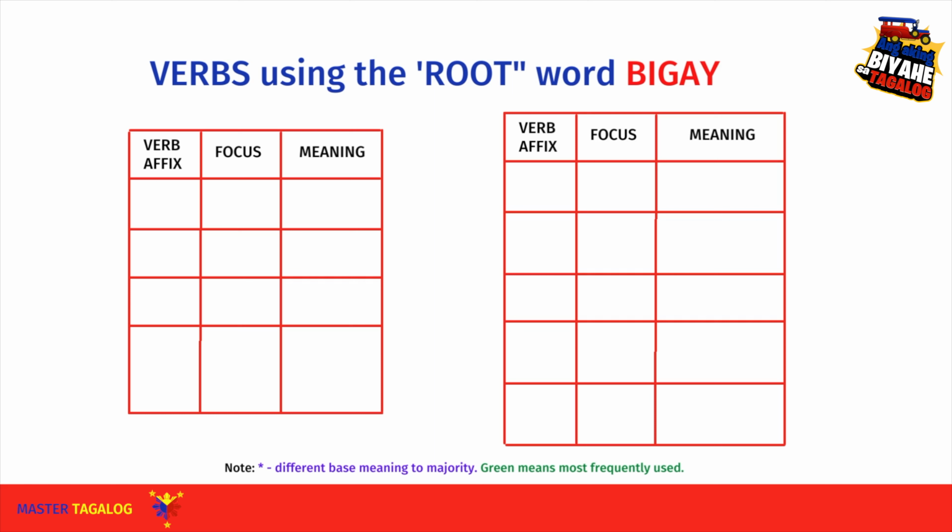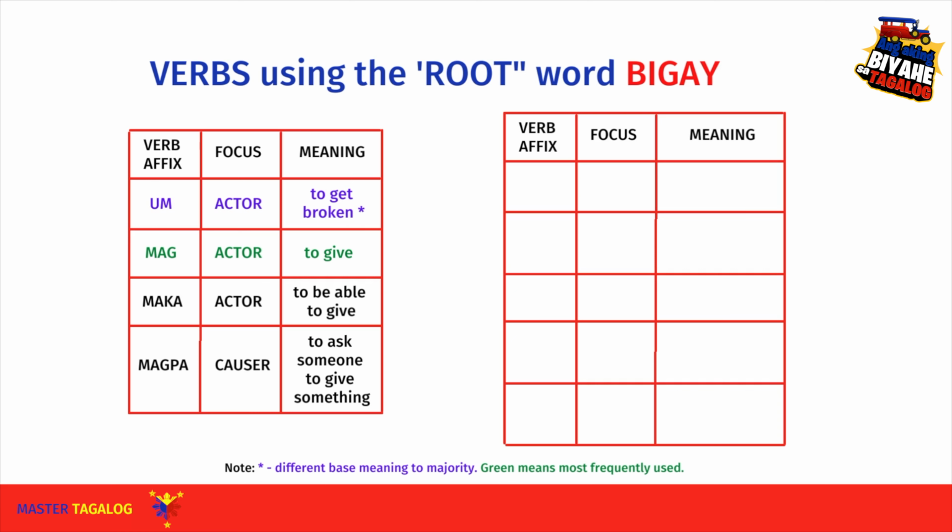Firstly, let's take a look at the various affixes most commonly used with the root BIGAY. The um affix, which has an active focus and means to get broken. The mag affix, which also has an active focus and means to give. The maka affix, which also has an active focus and means to be able to give.